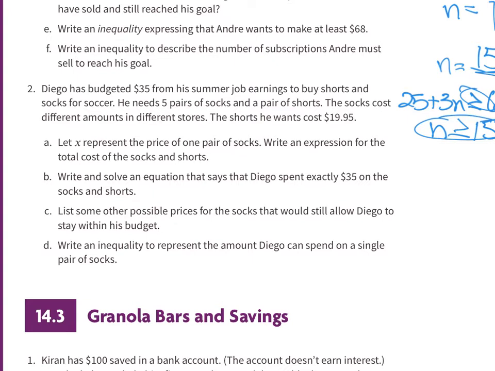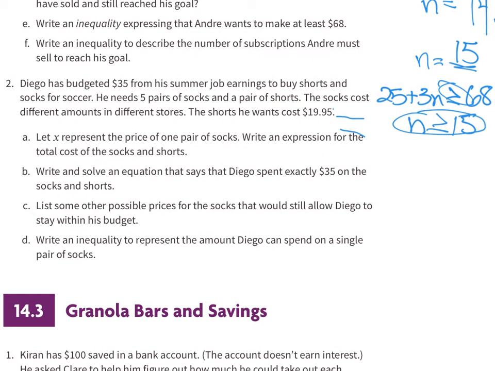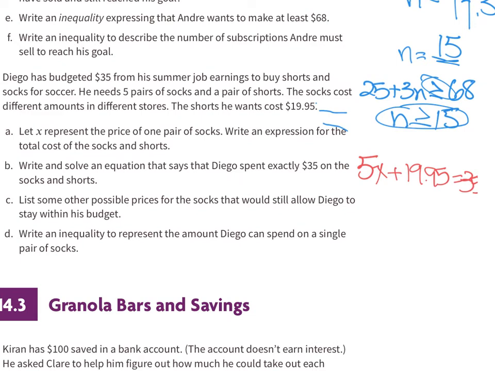We know he wants to buy 5 pairs of socks. We don't know how much each pair of socks is going to cost, so we're going to go 5x, 5 times the price, plus $19.95. That's how much the shorts are. And that equals $35. Okay? So we're solving for x again. Equals 35.